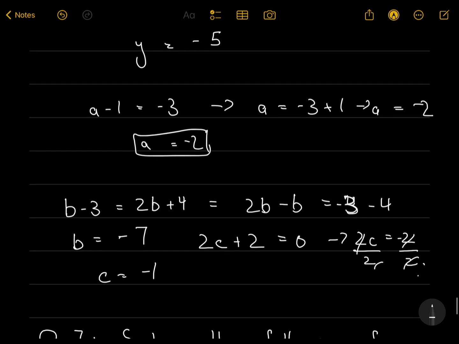So if we conclude the answer, a is equal to minus 2, b equals minus 7, c equals minus 1, x equals minus 3, y equals minus 5, and z equals 2. These are the answers for question number 6.